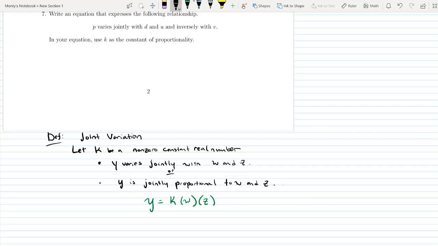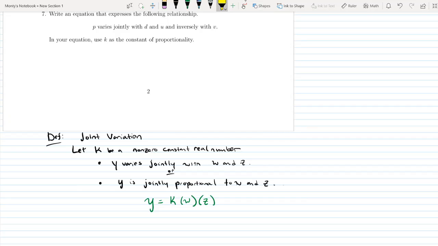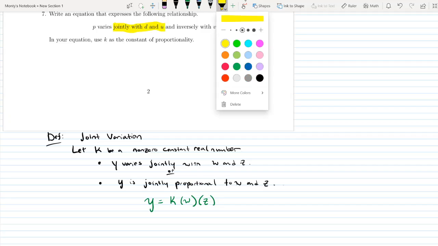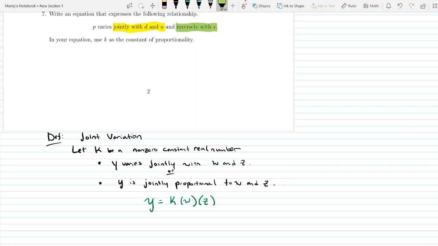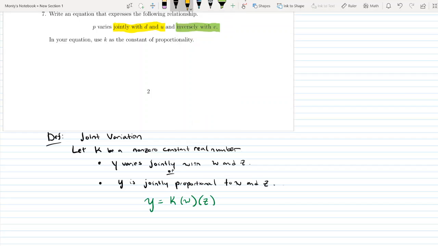So let's go up here and look at this example. We want to write an equation that expresses the following relationship. p varies jointly with d and u and inversely with v. So first off, we have p varies jointly with d and u, similar to the problem down below, but then we've got an extra: p varies inversely with v. That yellow's going to look kind of weird, but we're going to go with it.